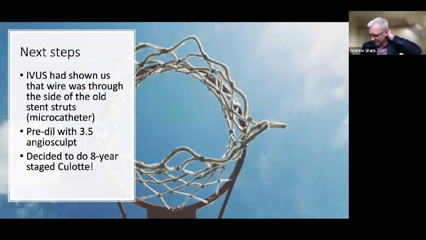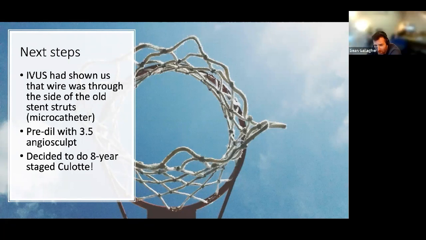So it's decision time, Sean. So we could have done this a number of ways, but tell us how you and I decided how to solve this problem. Well, it says on the slide that we decided to do a culotte, but I'm not sure there's that much else we could have done with a stent that was hanging across from the LAD back into the left main with a wire through the side. The logical thing to do was a culotte then.